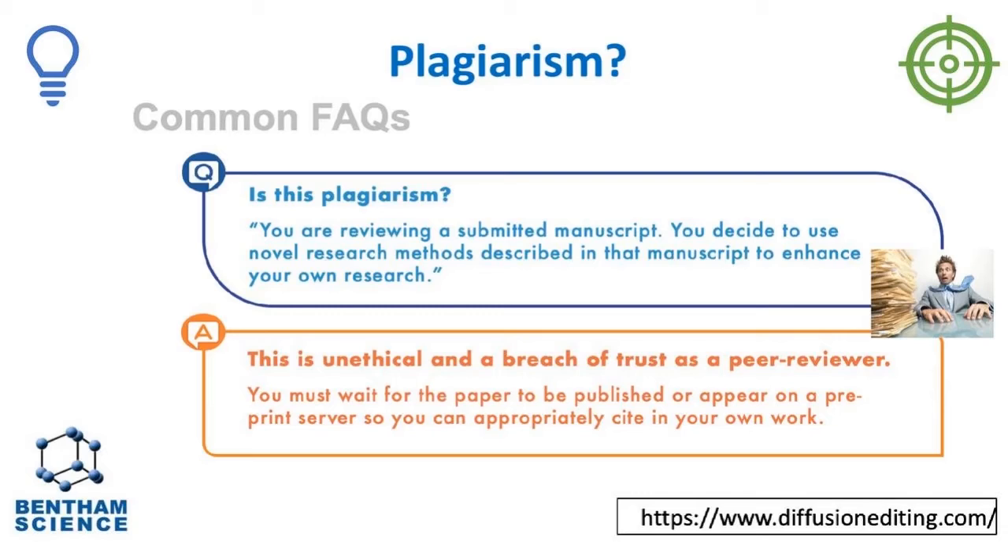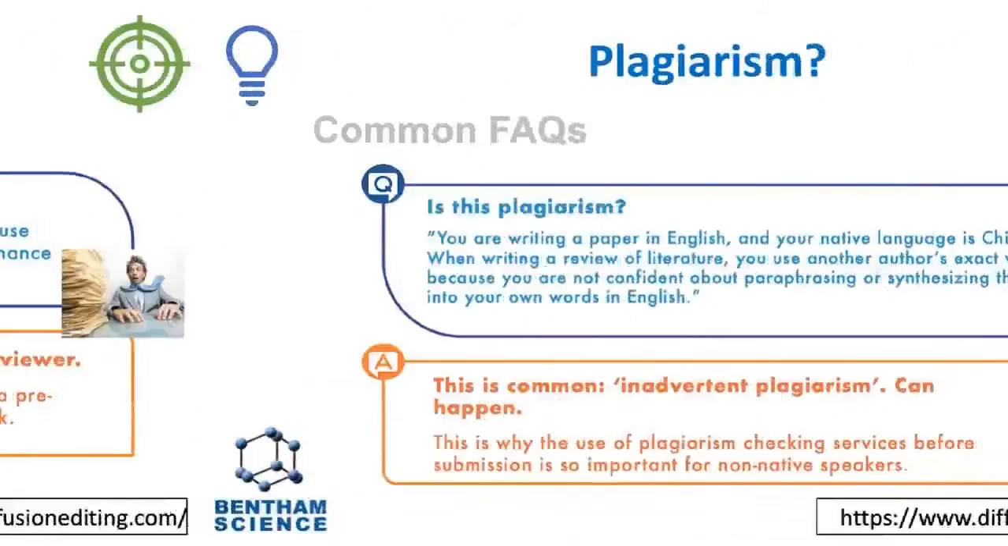As a peer reviewer, you have to wait for that paper to be published or at least appear on a preprint server so that you can appropriately cite it in your own work. So that's a question that we get asked a lot. Reviewers come to us having worked on papers, having peer-reviewed articles for our journals, and they ask us, I've just reviewed a paper, can I cite it in my own work? Not until it is online, at least on a preprint server, preferably fully published, to give those authors full credit for the work that they have done.